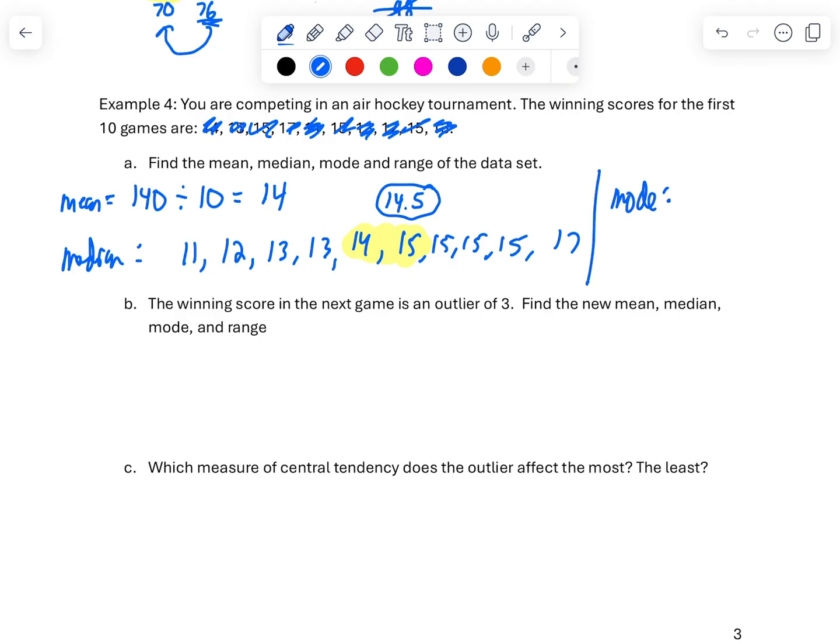Okay, my mode, 15 is definitely my mode, right? Because that's appearing 4 times. So there's no tie there. The mode is 15. And the range, I would do my biggest number minus my smallest number, and I get a 6 for a range.